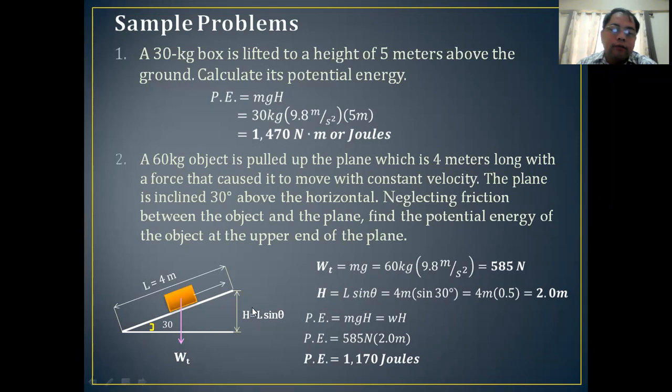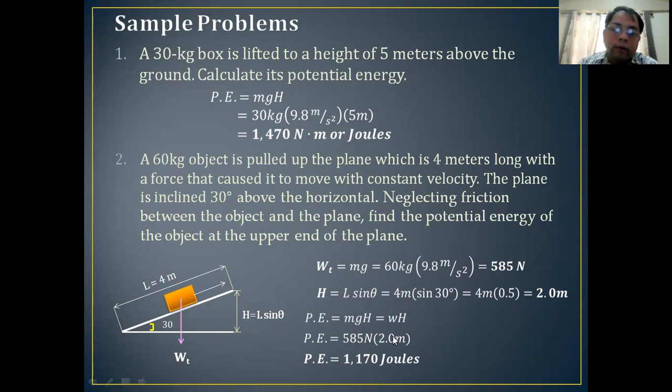And h, again, if that's the opposite side, then usually we use the sine function. Sine is equal to opposite over hypotenuse. So sine 30 degrees is equal to h over L. If L is known, then we will be solving for h, and h will simply be equal to the product of length times the sine of the angle. And therefore, we can solve h here.